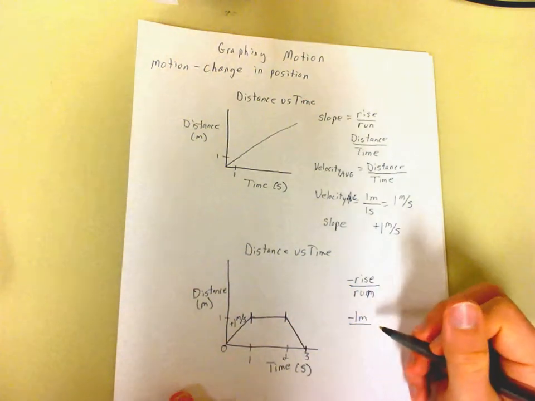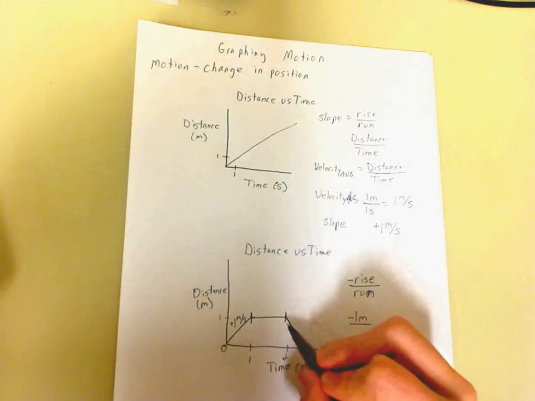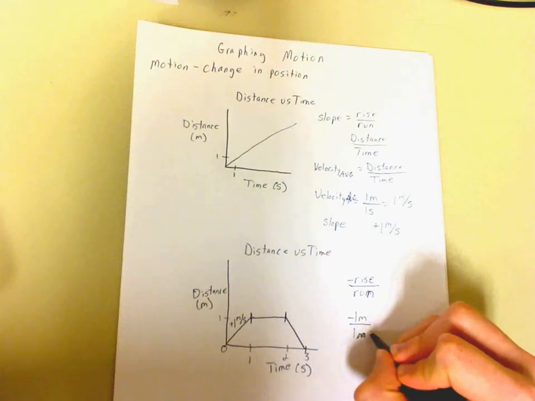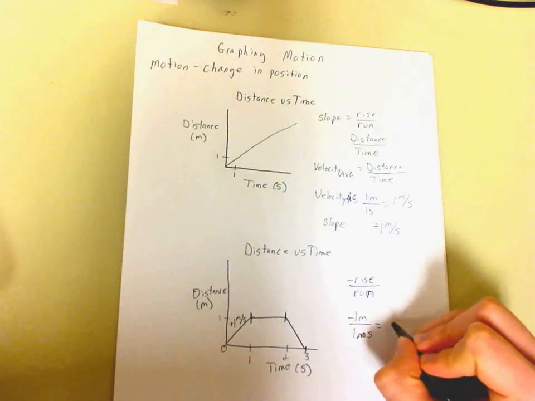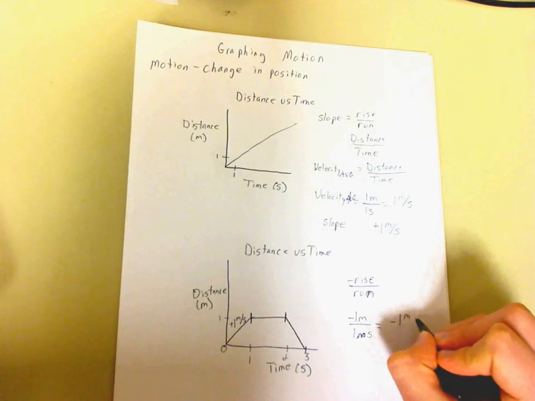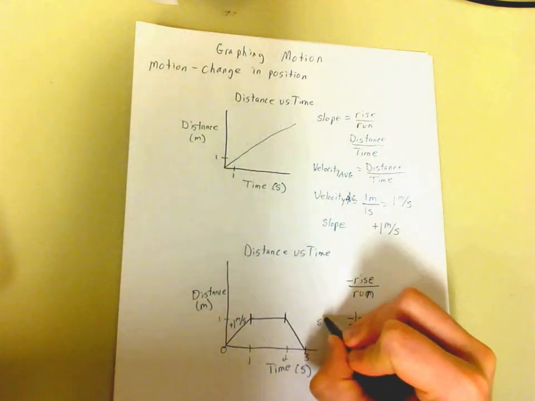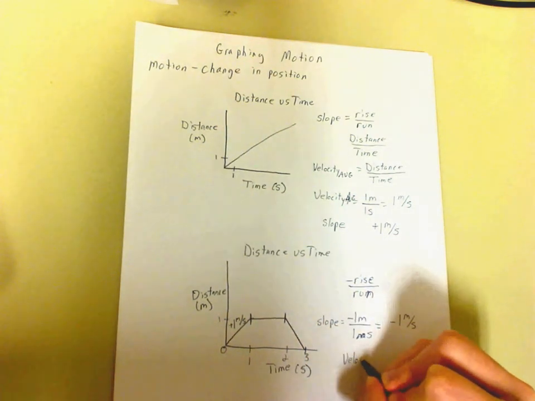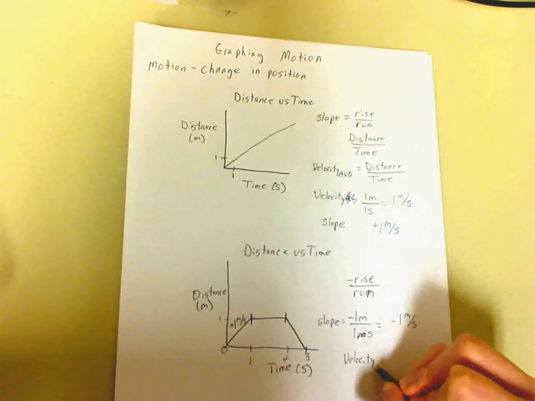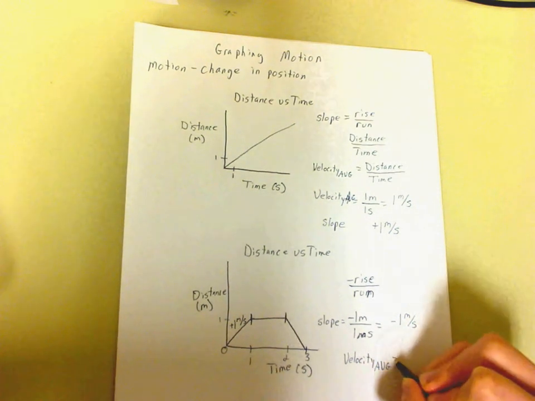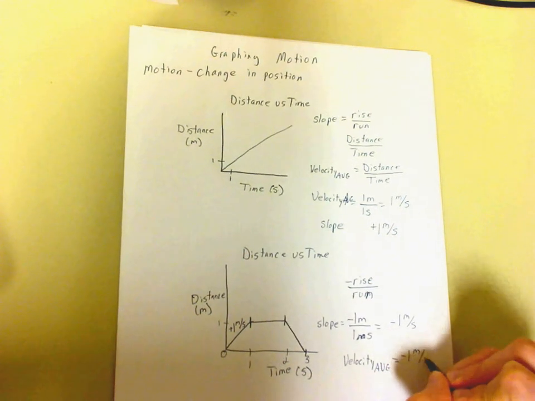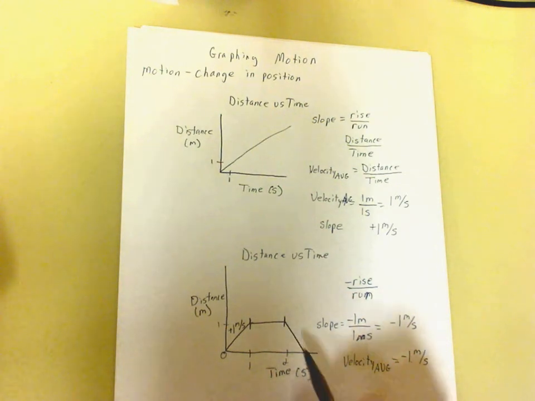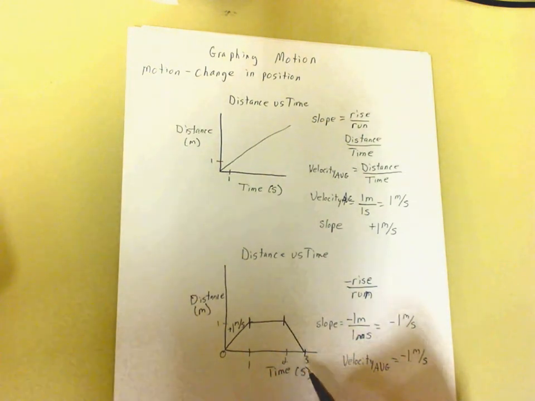And so between here and here only took 1 second. That gives us a slope now of negative 1 meter per second, or a velocity, which is our average velocity, I don't want to confuse you on that, of negative 1 meter per second. We have a negative velocity because the slope went down. In this case, it went back to 0, back to its original starting point, and so that's where we end off.